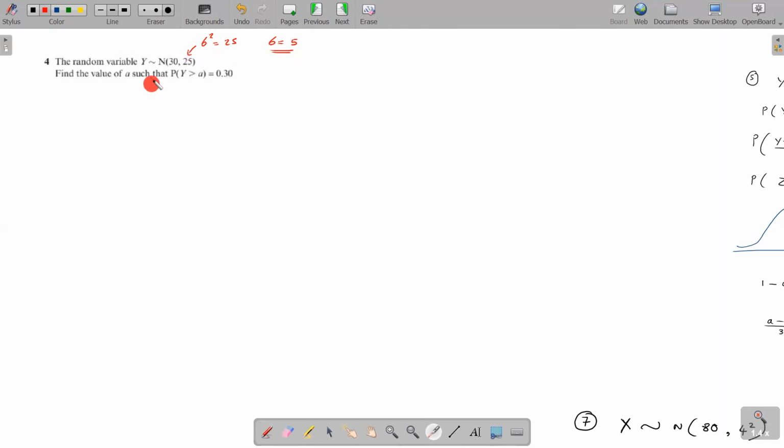And then they want you to find the value of A such that the probability Y greater than A is 0.30. So in this case, the probability is given, and they want you to find the inside value. Again, you can start the sum by drawing this. The mean is 30. And guys, you can decide if your A value is bigger than 30 or not. Y is the normal distribution here with mean 30, variance 25. So Y greater than A is 0.3.